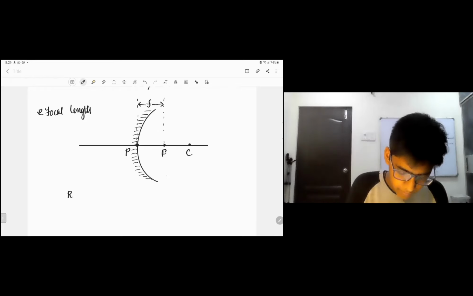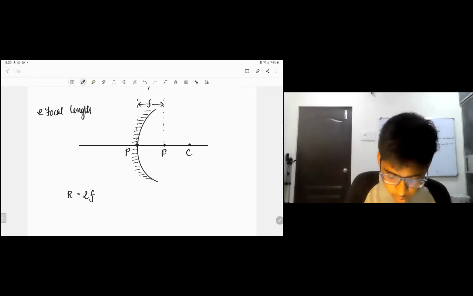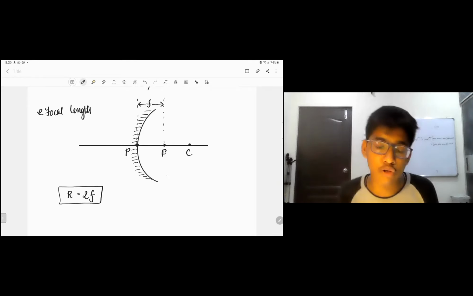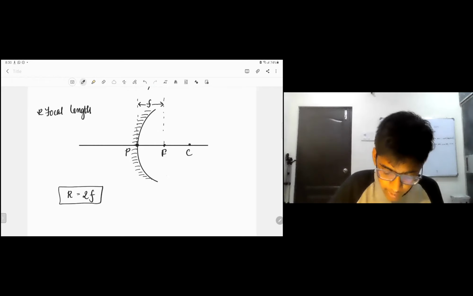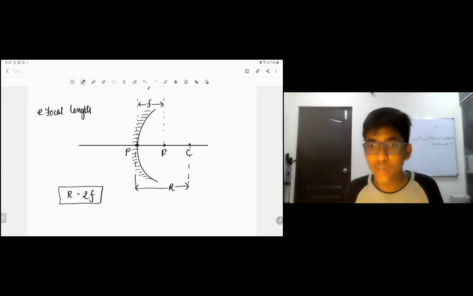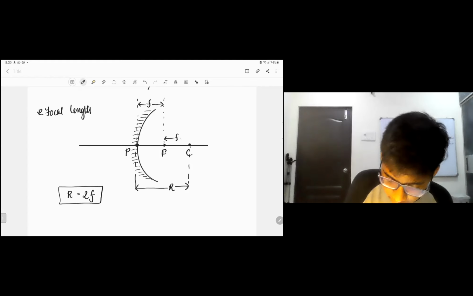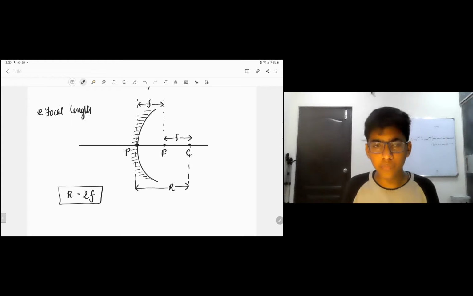R is equal to 2f. What was R? R was radius of curvature. That is the distance from the pole to the center of curvature. So this is R. R is always 2 times of f. Means this distance will also be equal to f.